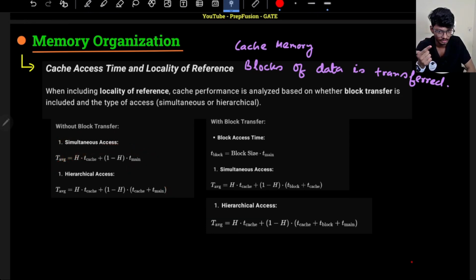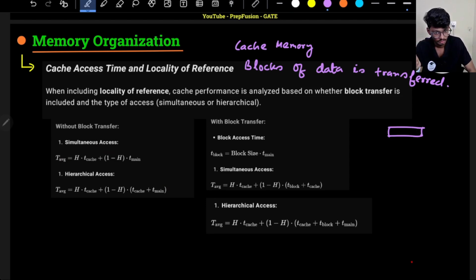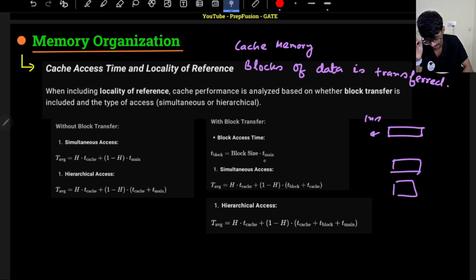But if it is with block transfer, let's say to transfer only a single element, it was taking me 1 nanosecond, but now I am transferring two elements. How much time will it take me? 2 nanoseconds. So if the block size is the size number and to transfer each element is t main, then the total transfer time to transfer the block will be t block equals block size into t main. That will be the total transfer time of the block.